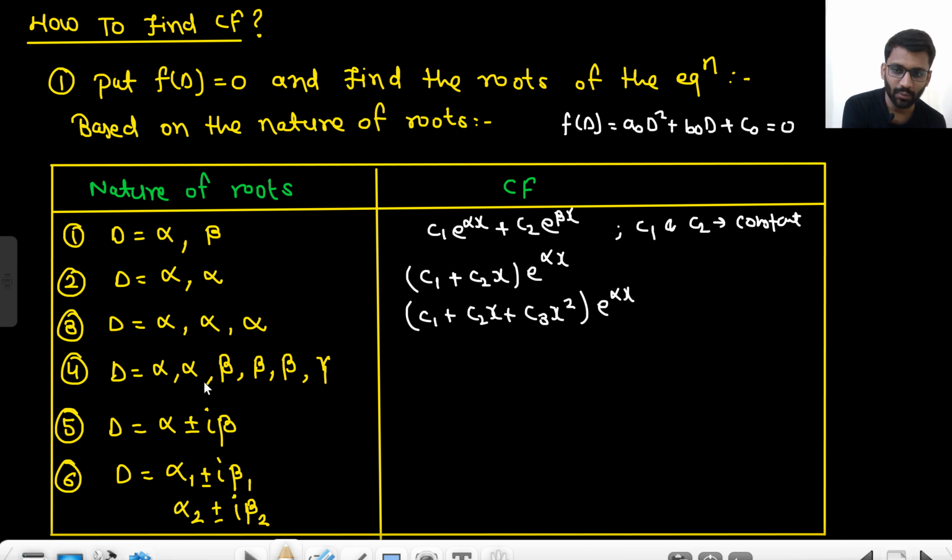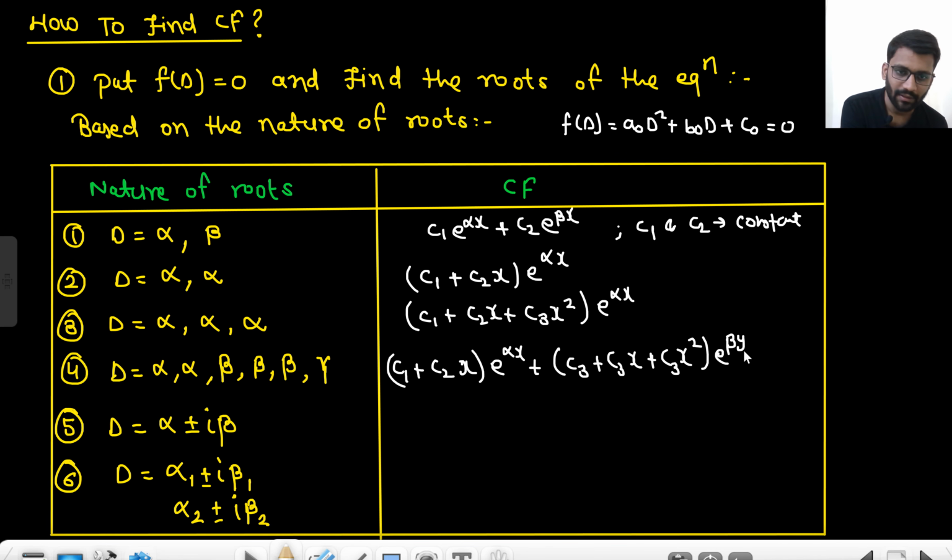Okay, now what if there are two same, three same and one different? So how will you write? For two same, what will you write? (C1 plus C2 x) e to the power alpha x. For three same, what will you write? (C3 plus C4 x plus C5 x square) e to the power beta x. Different constants need to be there, no? So C3, C4 and C5, plus C6 e to the power gamma x.